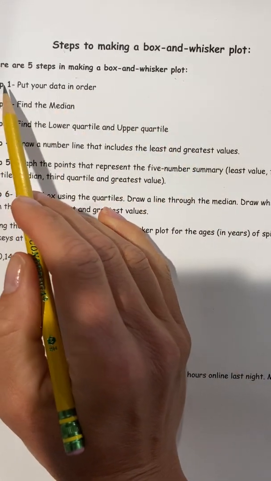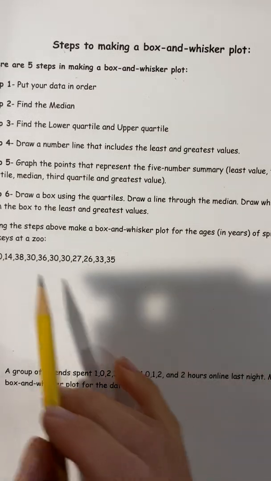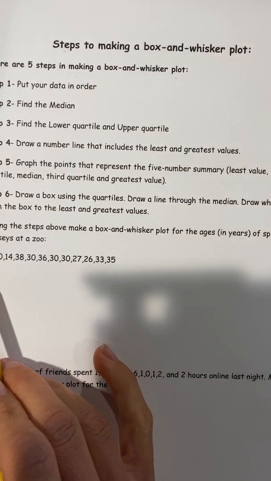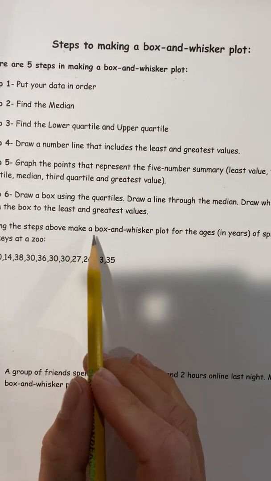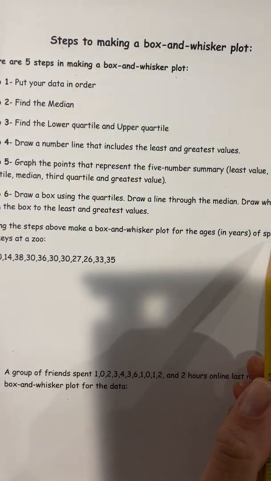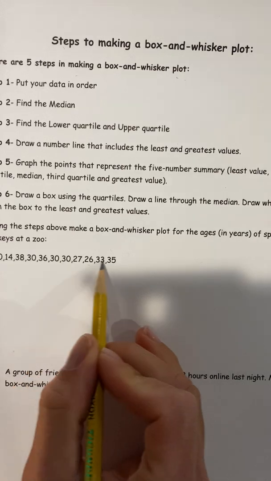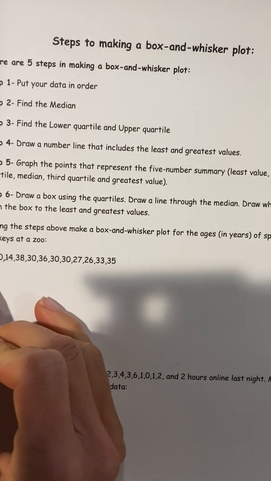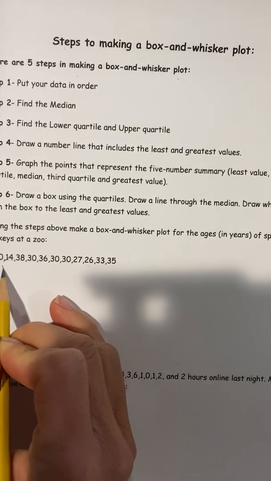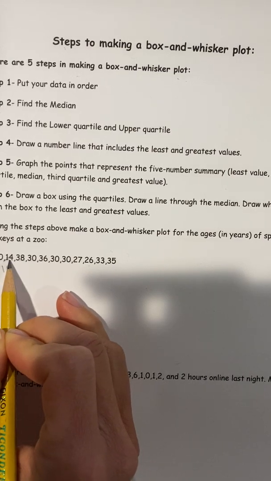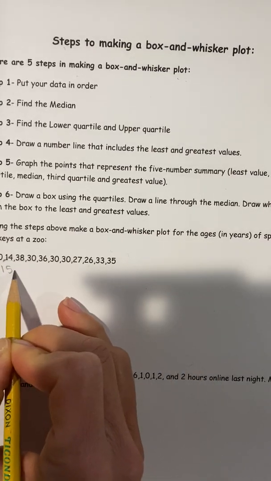So step 1, put your data in order. I'm going to refer to the data down here where it says use the steps above to make a box and whisker plot of the ages in years of spider monkeys at a zoo. When I look at my data set, the first thing we typically always do is put the data set in order.